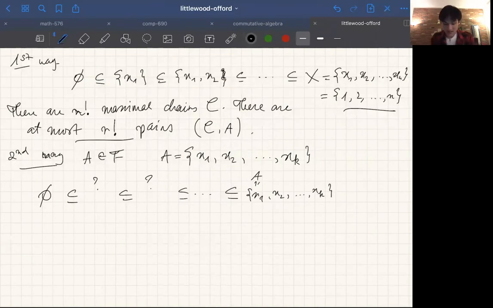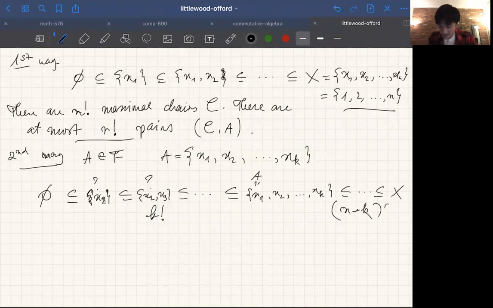Somehow all these elements were added into the sets, but they could have come in any order. It could have been x2 first, then x3, and so on, until eventually you get A. So there are k factorial ways to put the k elements in. But the chain has to continue until you get the whole set X, so there are n minus k elements left to add, and they can come in any order. So there are k factorial times (n minus k) factorial ways that A can belong to a chain.